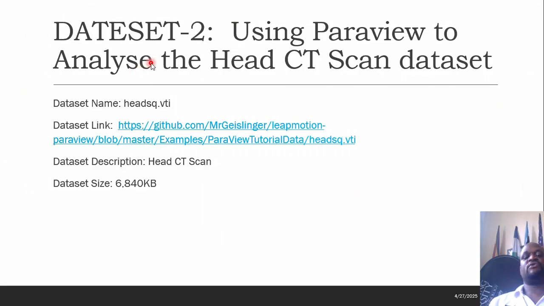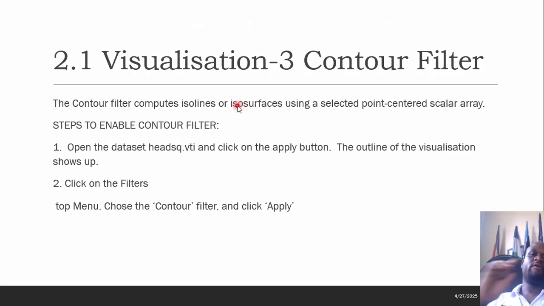So again, we're going to do another activity on dataset 2, the head sq.vti. That's the name of our dataset. So using Paraview to analyze the head CT scan dataset, what we're going to do here is a contour filter. Contour filter computes isolines and isosurfaces using a selected point-centered scalar array.